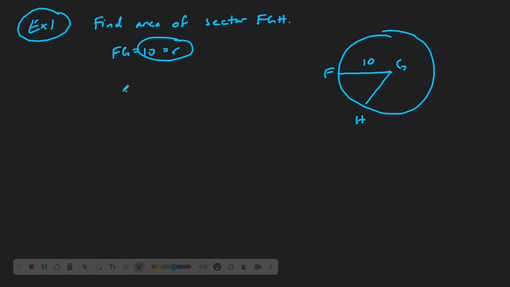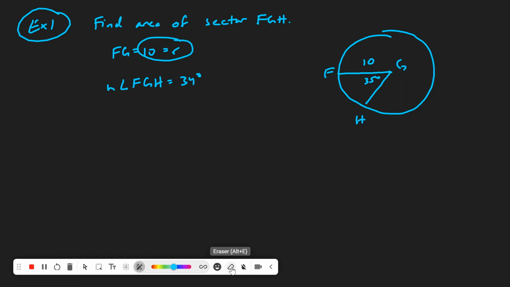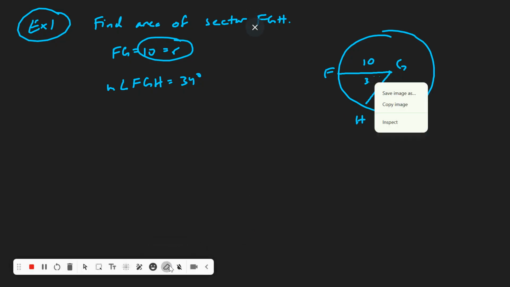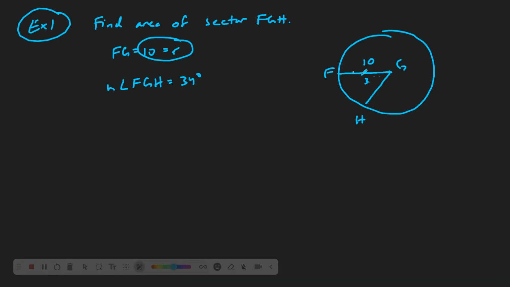right? They're also going to tell you that the measure of the central angle FGH is equal to, in this case, 34 degrees. So that goes here. 34, not 35. Sorry about that. And again, that's going to be the measure of the arc. So that's also going to go out here at 34 degrees. So that is equal to the measure of arc FH.